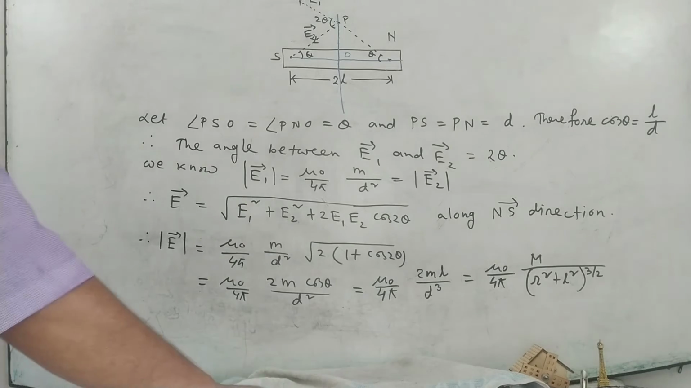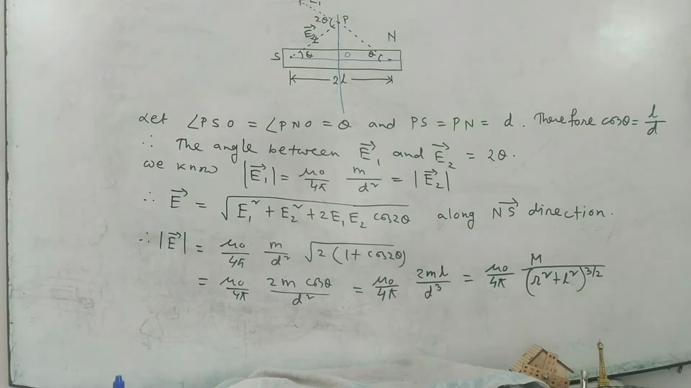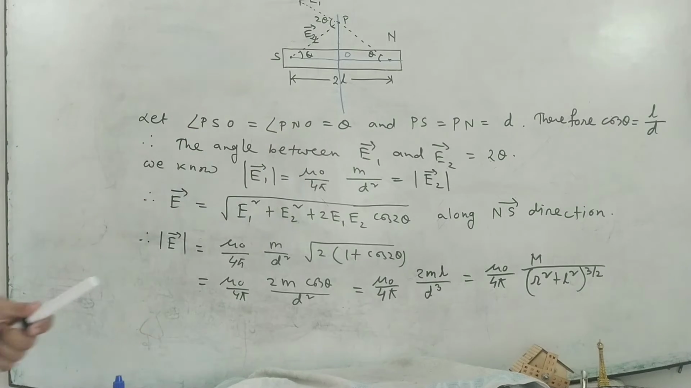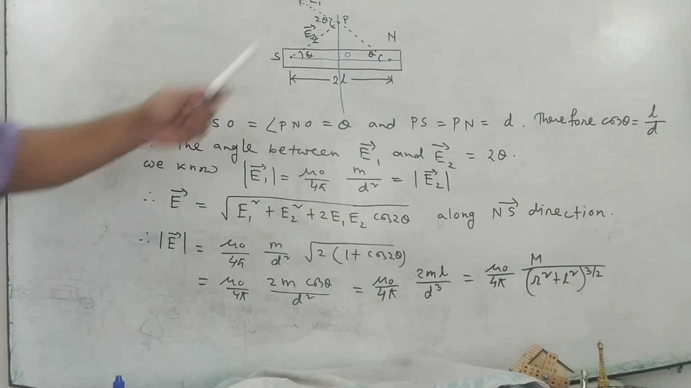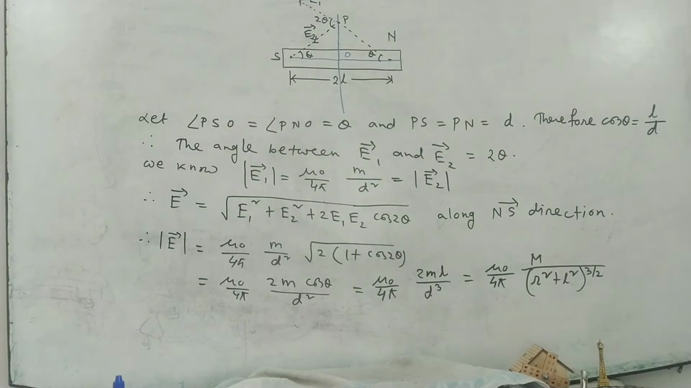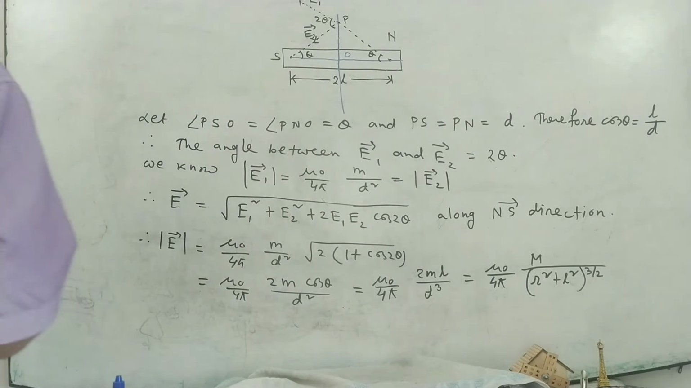Let angle PSO be equal to theta, and angle PNO is also theta. PS is equal to PN is equal to D. Therefore, cos theta is equal to L by D. Therefore, the angle between E1 and E2 is 2 theta.